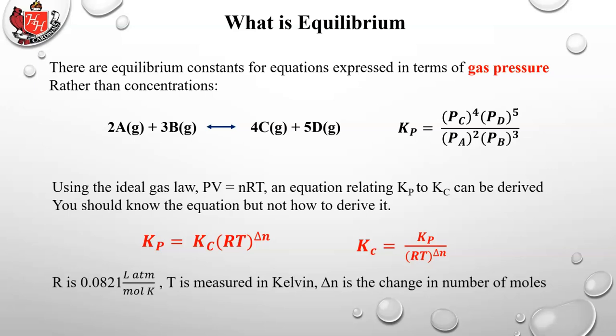So R is 0.0821 liter atmospheres over moles Kelvin. That's the same one you use in PV equals nRT. T is measured in Kelvin. Delta n is the change in the number of moles going from left to right in the reaction.